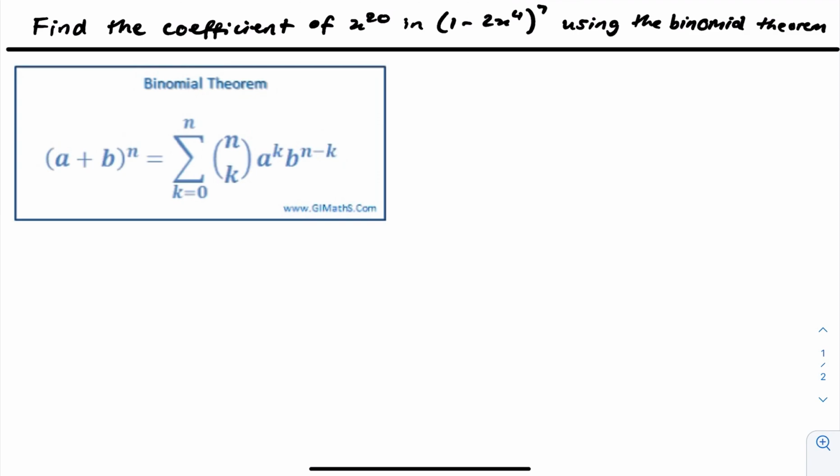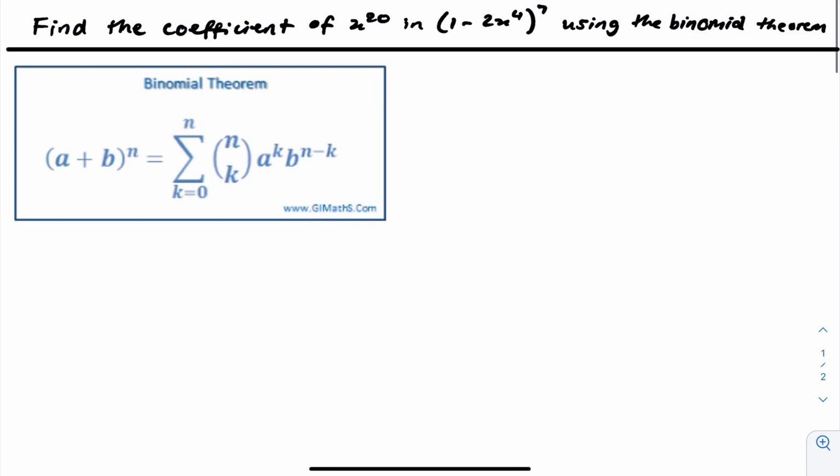It says that for the form (a plus b) to the power of n, the binomial expansion will be the sum from k equals 0 to k equals n, so all those terms, of n choose k times a to the power of k times b to the power of n minus k. So let's just establish what our a, b, and n are.